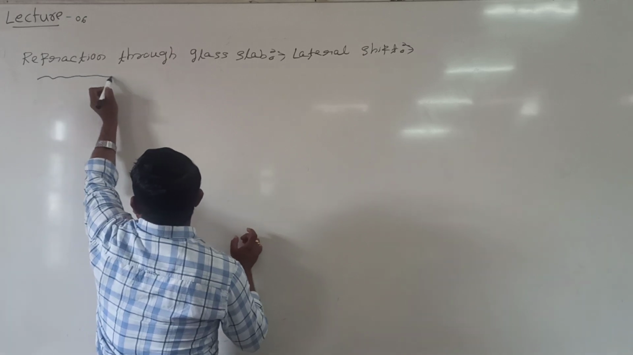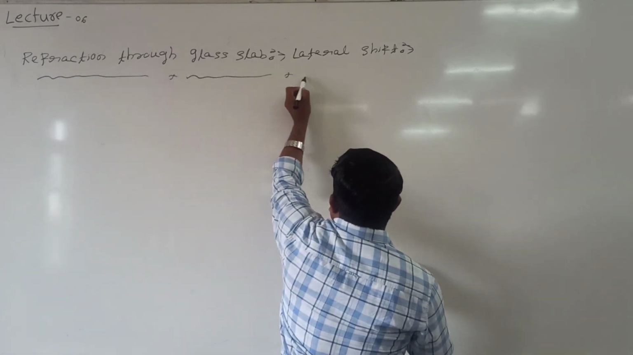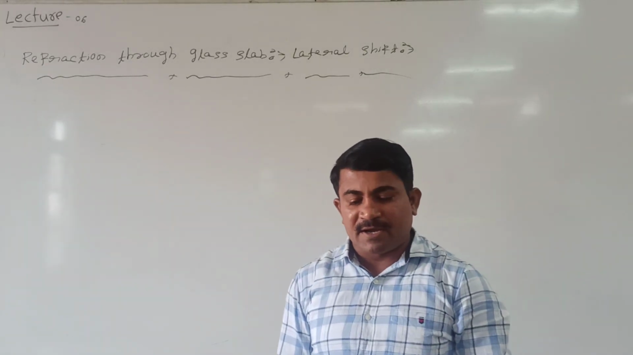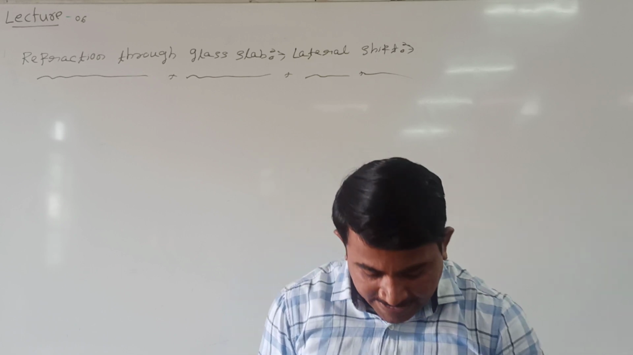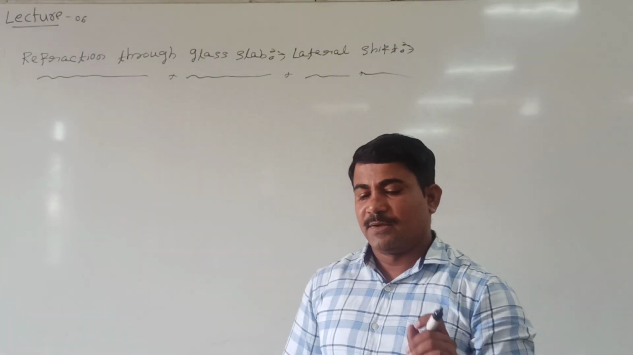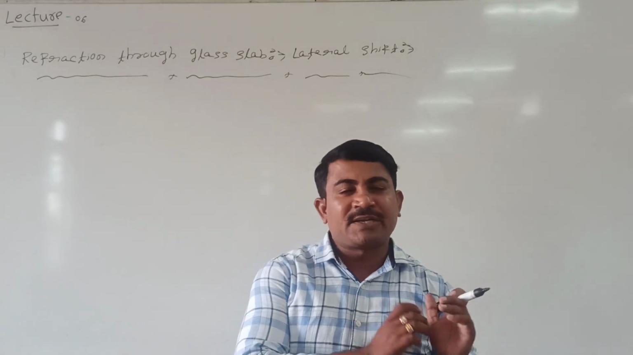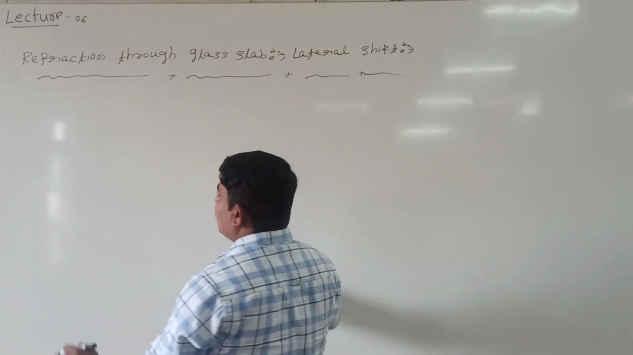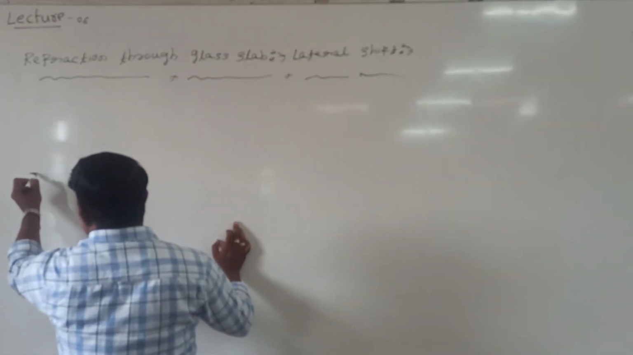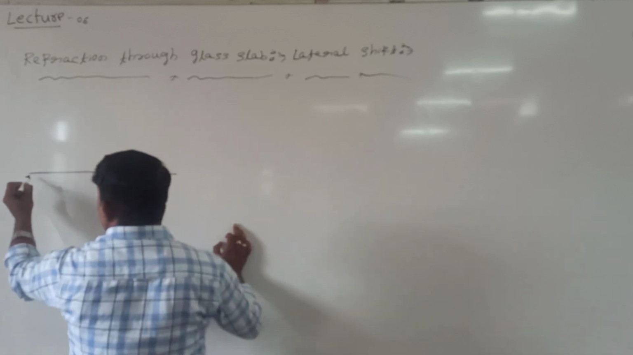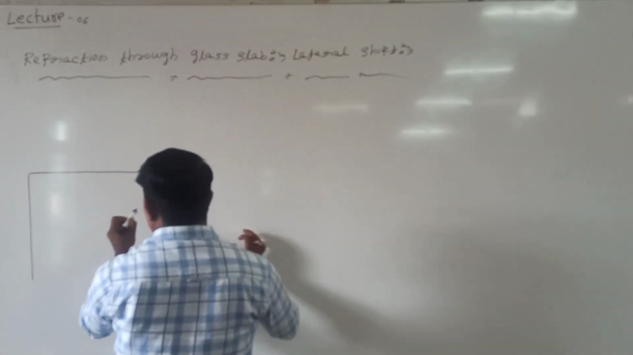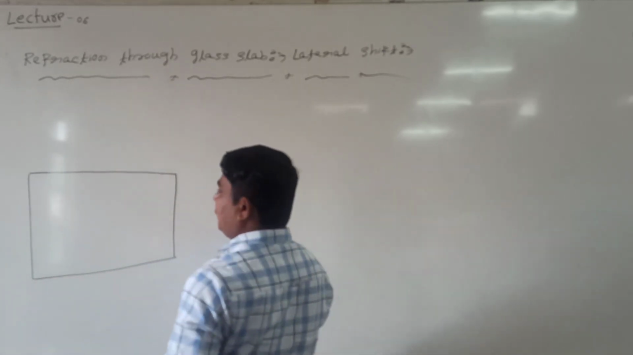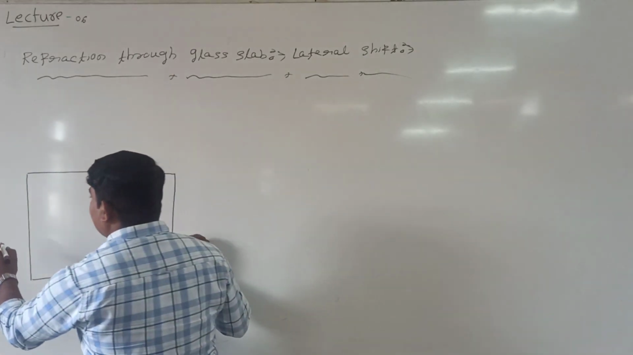Refraction through a glass slab. See, this concept is very important. How to take refraction through a glass slab and what is the meaning of lateral shift. This concept we will see now. To understand this, let us take a glass slab of thickness T through which a ray of light is refracted. I can take this as the glass slab. Consider this is the glass slab.